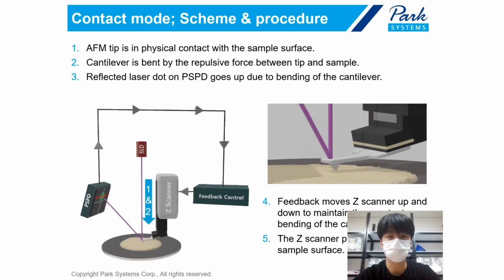This is the scheme and procedure of contact mode. First, the AFM tip is in physical contact with the sample. Then the cantilever bends by the repulsive force between the tip and sample. The reflected laser dot on the PSPD goes up due to the bending of the cantilever. So the feedback moves the scanner up and down to maintain the constant bending of the cantilever. So finally, the scanner position follows the sample surface.